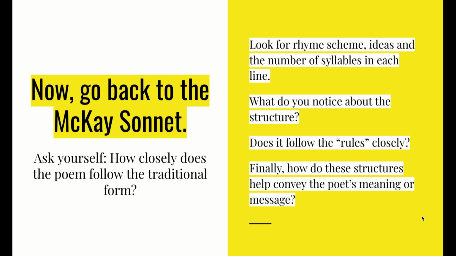So now let's go back to the Millay sonnet. It's a good time to ask yourself, how closely does that poem follow the traditional Shakespearean form? Is it adopting the very traditional structure, or has he changed it in some way? What do you notice about the structure? Does it follow those rules closely or not? And finally, and most importantly, how do those structures convey the poet's meaning or message? Take the time to go back now to the Millay sonnet and ask these questions. Additional resources can be found in your classroom.